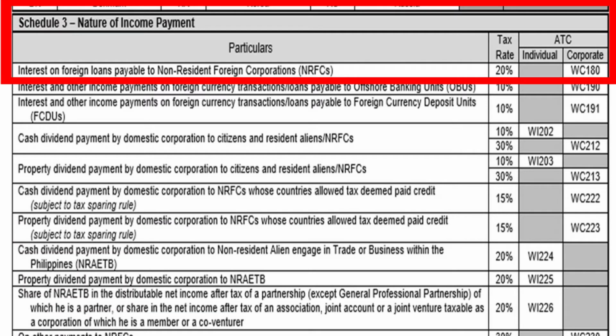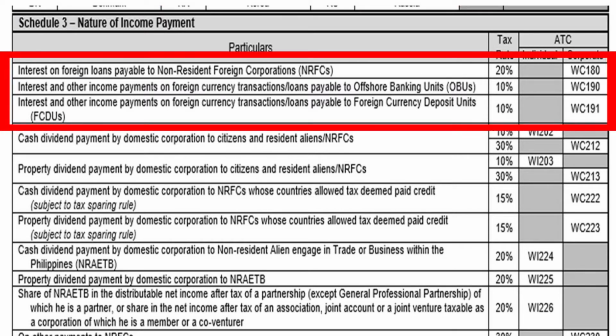So what are the natures of the income payments? For particulars: interest on foreign loans payable to non-resident foreign corporations, tax rate is 20%, for corporation, WC180. Interest and other income payments on foreign currency transactions or loans payable to offshore banking units, 10%, WC190. Interest and other income payments on foreign currency transactions or loans payable to foreign currency deposit units, 10%, WC191.